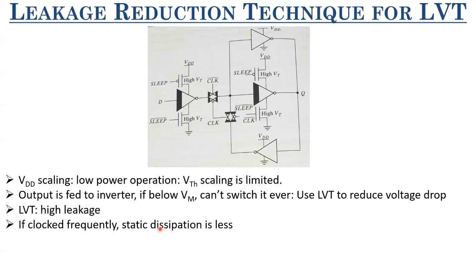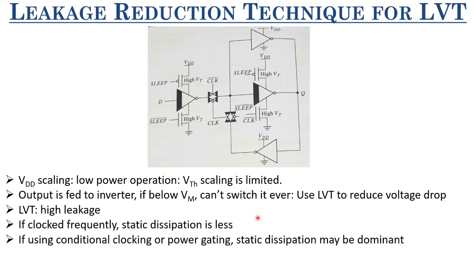But in most circuits, what happens? Although the frequency of operation of your processor is some gigahertz and it is constantly clocked, not all portions of the processor are clocked. So what happens to conserve power? They use conditional clocking or power gating. Conditional clocking, I already told you: you want to conserve energy, so if some of the latches are not in use, you don't provide a clock signal. That is known as conditional clocking.